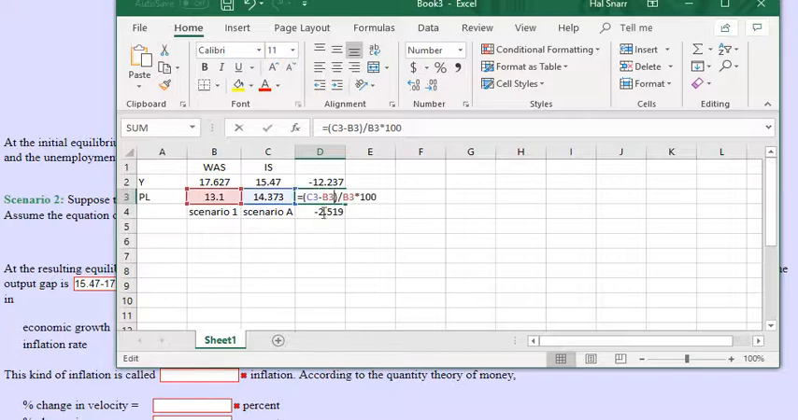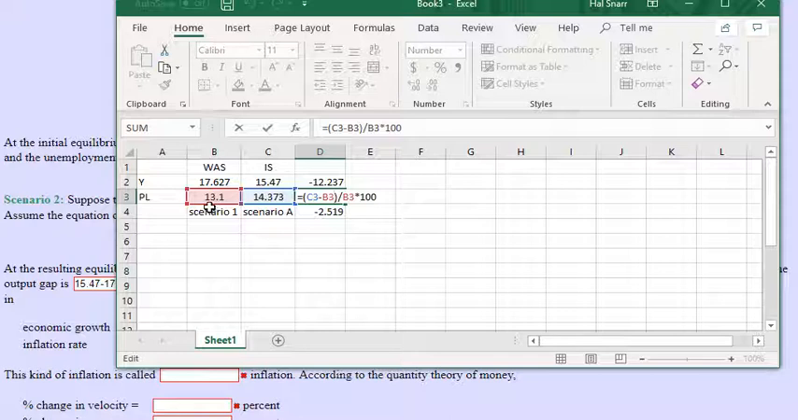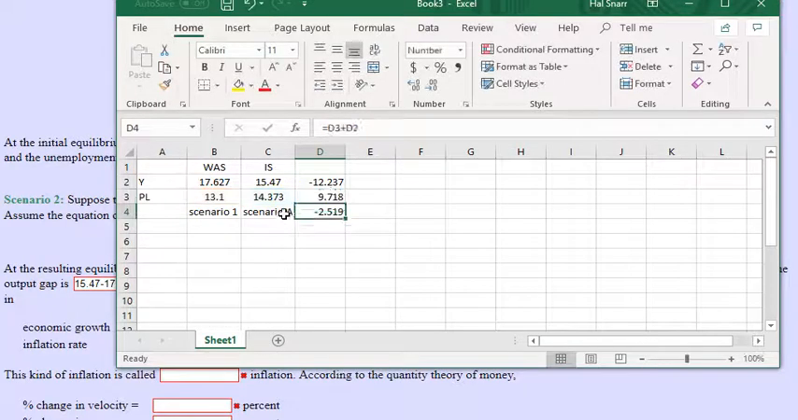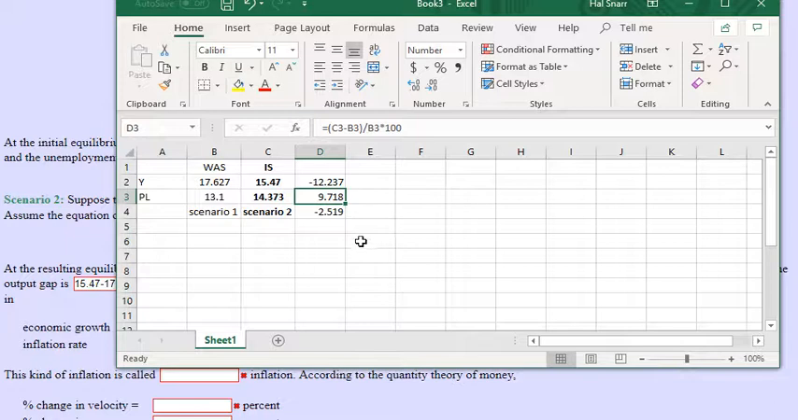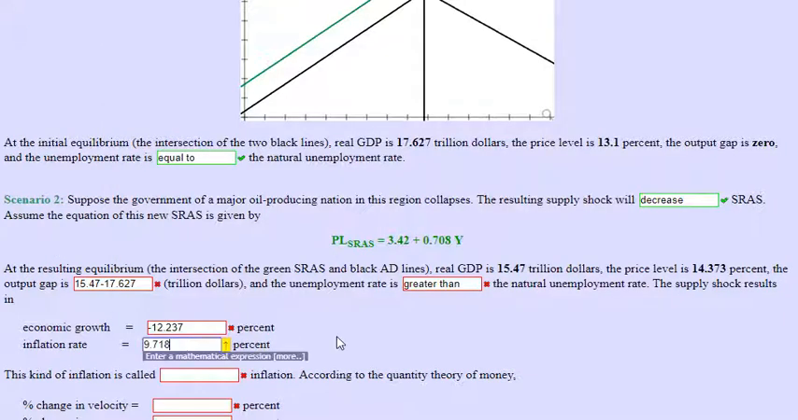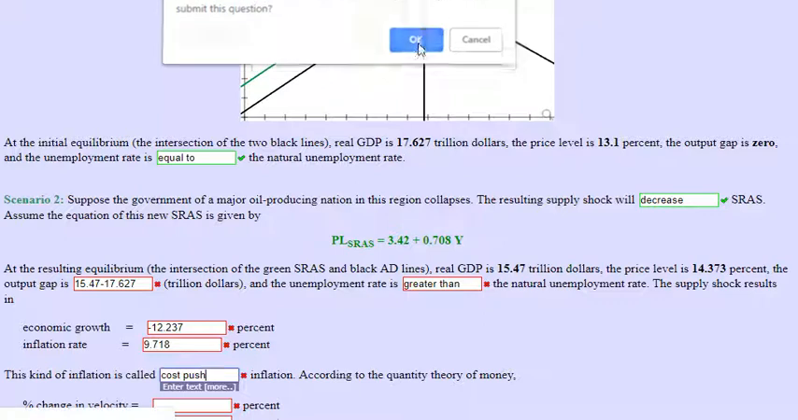The inflation rate is calculated by taking what the price level is in scenario two, subtracting off what it was in scenario one, and then dividing that difference by what it was in scenario one. So the inflation rate is positive, right? This kind of inflation is called cost push inflation. Let's go ahead and hit enter and see if we get everything right up to this point.